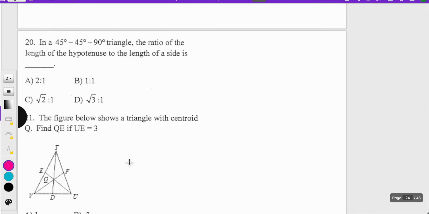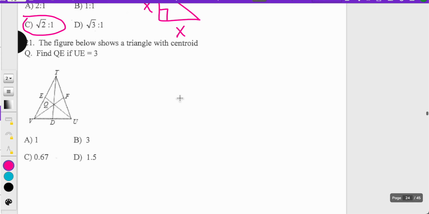Number 20, in a 45-45-90 triangle, the ratio of the length of the hypotenuse to the length of a side is the square root of 2 to 1. That's our special triangle. That's on your formula or theorem sheet for chapter 10, where you have this going on here. Okay, so it's an additional times square root of 2.